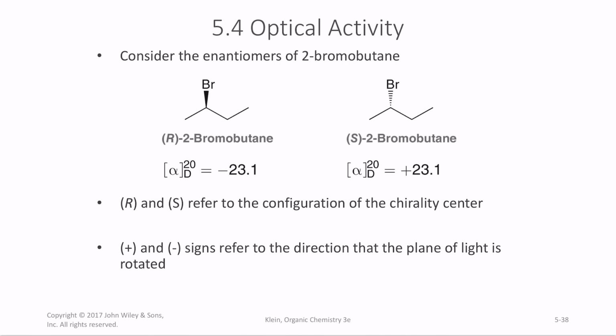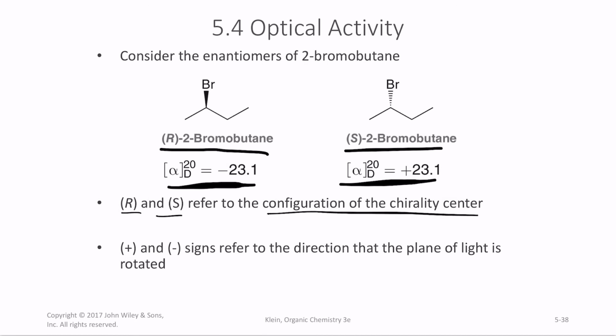Next, let's discuss the optical activity in general. When you look at this, notice the R structure gives you minus 23. The S structure ends up giving you plus 23. This is a common reference to knowing optical activity. Chiral molecules have opposite signs with the same exact specific rotation. R and S configurations refer to the configuration of the chirality center, but plus and minus here, we represent as the direction of the plane polarized light that is rotated.